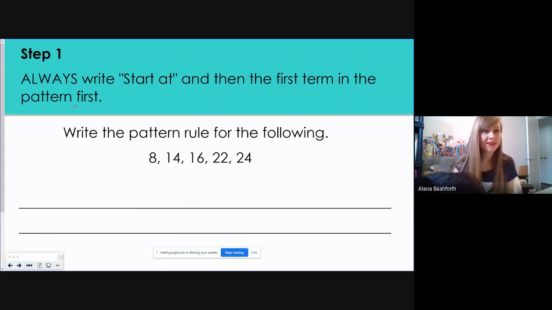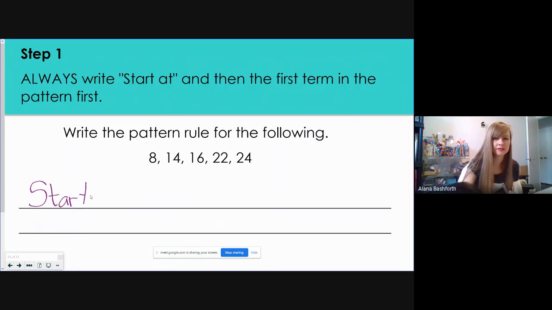That's just a cat. So step 1, always write "start at" and then the first term in the pattern. So pretty simple. Here's our pattern, and these are our terms: term 1, 2, 3, 4, and 5. The first term is an 8. So we are going to write "start at 8." Period.